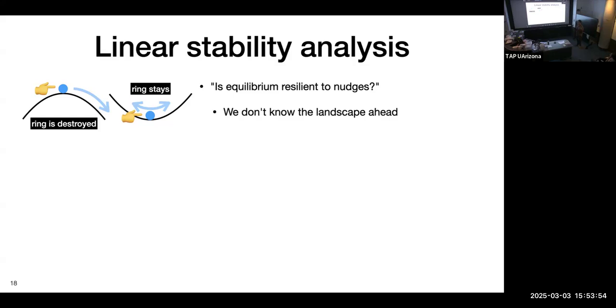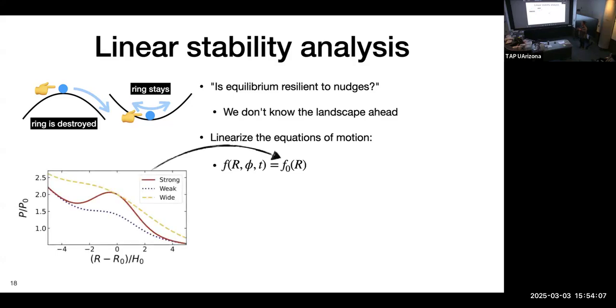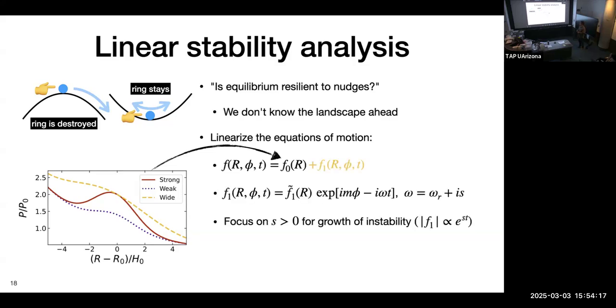And the problem here is that we don't know the landscape beforehand, if it's stable or unstable. So we linearize the equations of motion by assuming these dust trap profiles. You have many different shapes of pressure, and we give it a nudge. F1 is the perturbation, and we assume these Fourier modes, where m is a positive integer and omega is a complex frequency. The real part would mean it's a wave. The imaginary part would mean it's an exponential growth or damping. We're going to focus on the growth case because that's what makes the vortices.